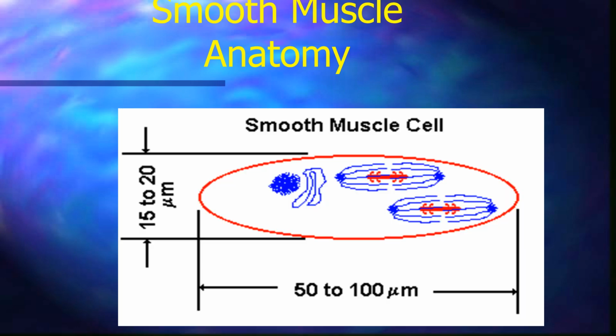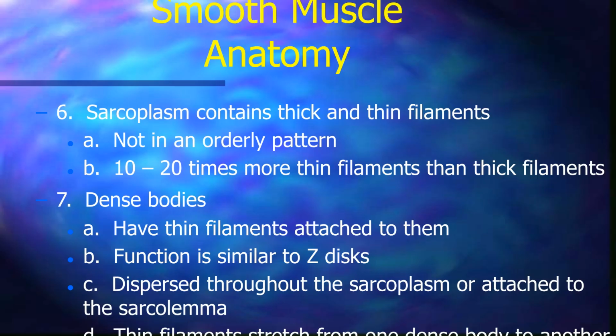The sarcoplasm contains thick and thin filaments in a disorderly pattern, with 10 to 20 times more thin filaments than thick ones. Dense bodies, similar in function to Z-discs, are dispersed throughout the sarcoplasm or attached to the sarcolemma. Thin filaments stretch from one dense body to another. This slide provides a visual representation of smooth muscle structure.